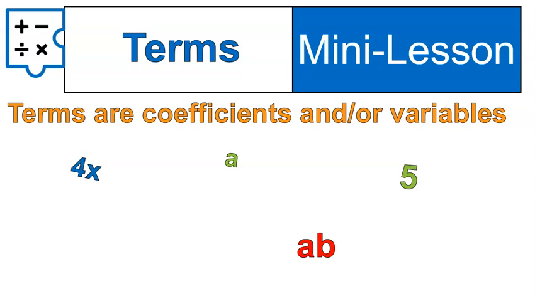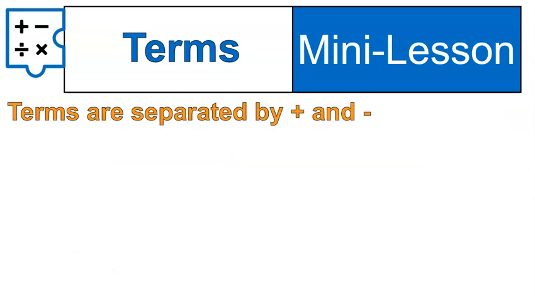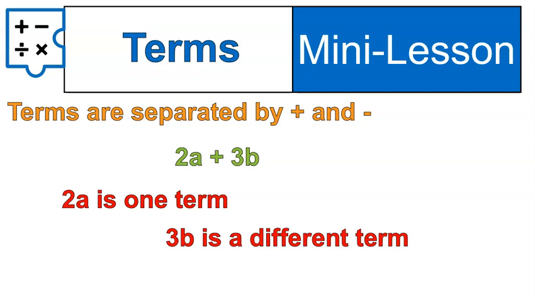Maybe you have two variables, ab, next to each other. Maybe you have three variables, 12abc. So in this one, I've got a coefficient of 12 and three variables. That is still a term. A term is, again, a coefficient and or variables together as one single thing that you're going to read. Terms are separated by addition and subtraction. For example, this 2a plus 3b is two terms. 2a is one term, 3b is a different term, and they are separated by addition in this case.